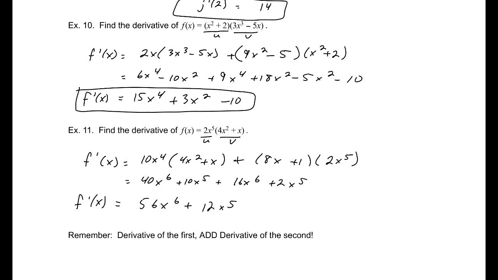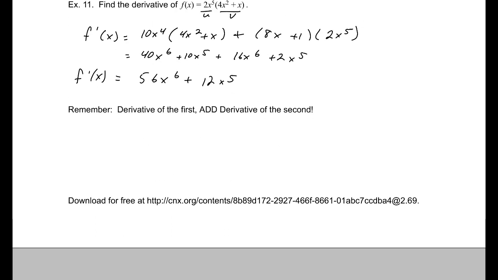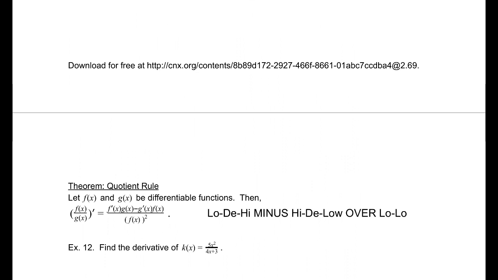One of the last things we're going to have here is the quotient rule. In fact, I believe this is going to be the last rule that we are going to have. Yes, it is. The quotient rule. So rather than having a product of two functions, f of x times g of x, we have f of x divided by g of x. Now, this rule right here, f prime of x times g of x minus g prime of x times f of x divided by f of x squared.